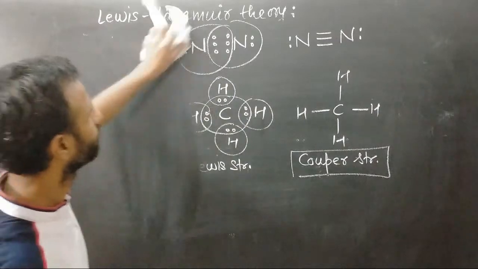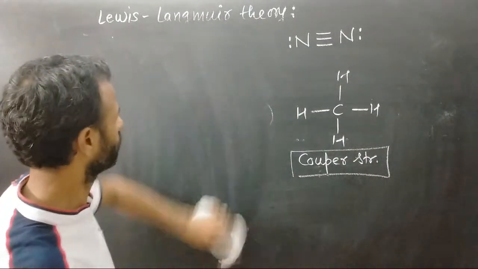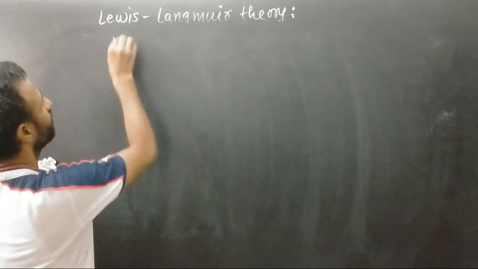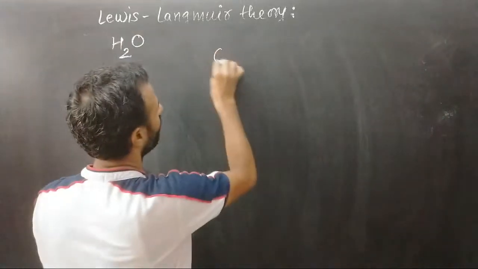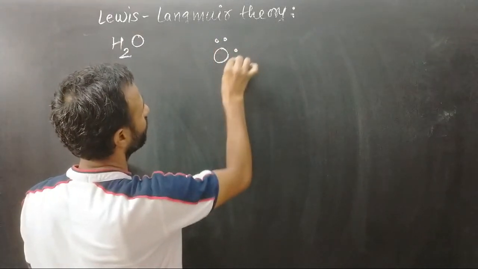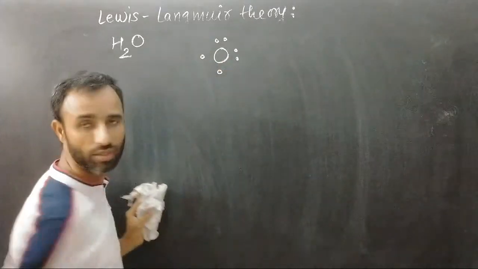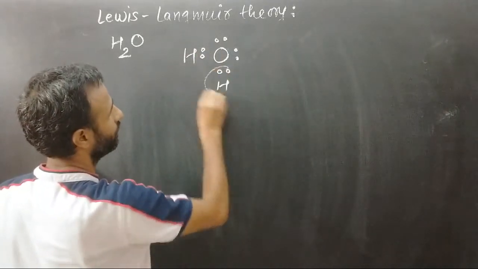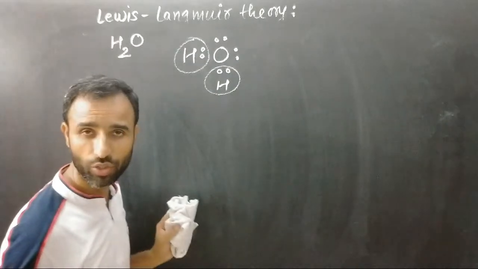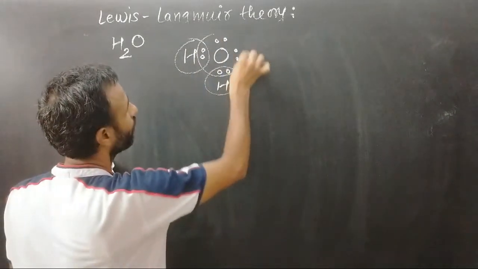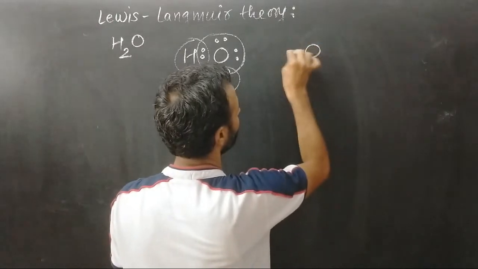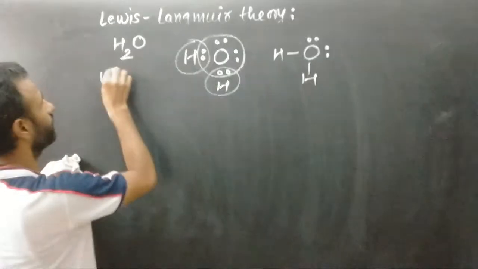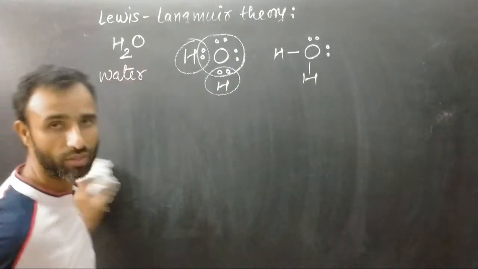What about H2O? In H2O, oxygen has 6 electrons. Hydrogen will contribute 1 electron each. So it will complete duplet of hydrogen and octet of oxygen. So in this way, it is water. Okay.